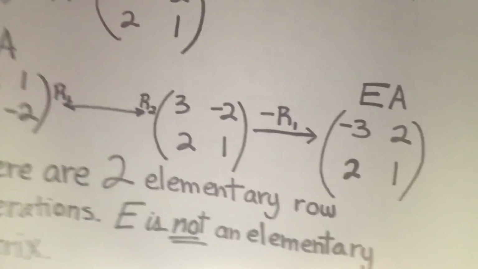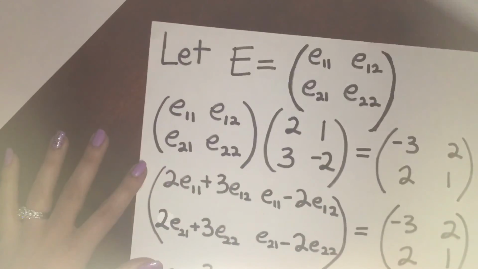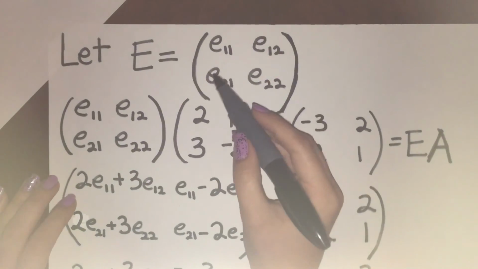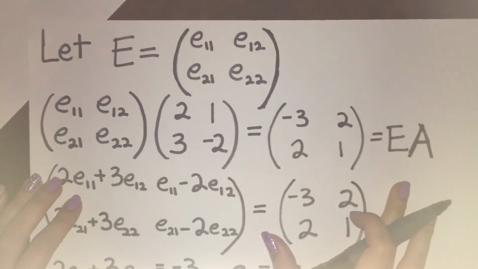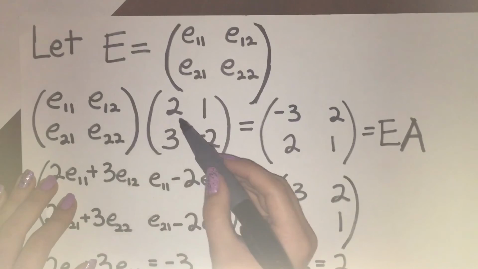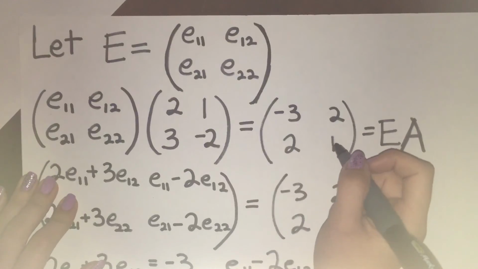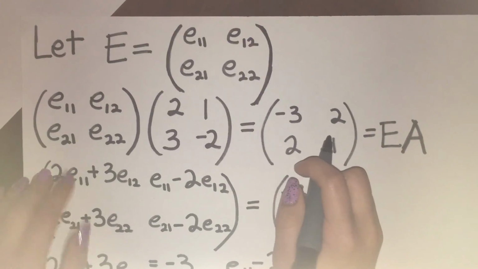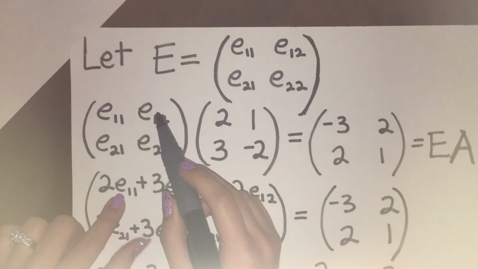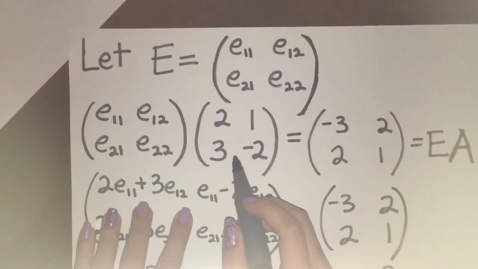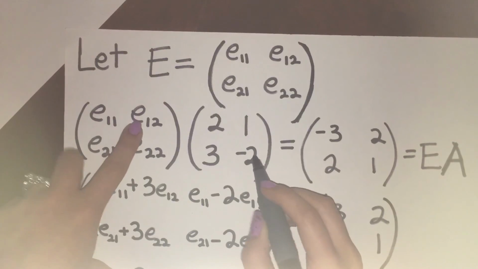So in order to find E, let's let E equal a matrix with entries E11, E12, E21, and E22. So EA would be E times A, which would equal EA, as in this case was already stated. So let's see, E11 times 2 plus E12 times 3, stated here. Then we have E11 times 1 minus 2 times E12.